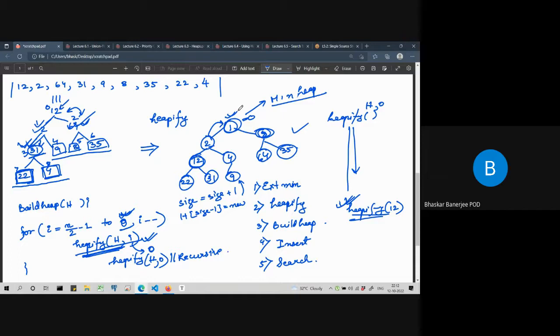If I would have taken a number like, let's say 3, then 3 and 4 would have been swapped at this place, but before 2 it would have stopped, right? So 3 would be placed over there. So this is the way you insert.